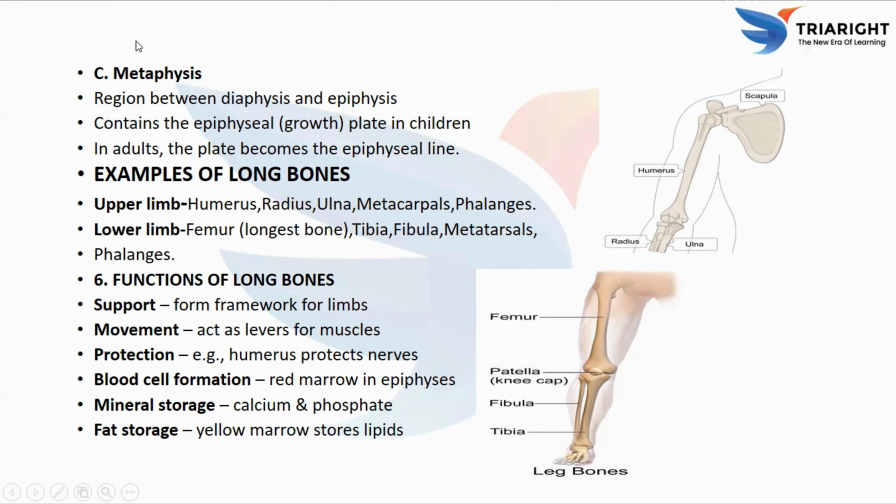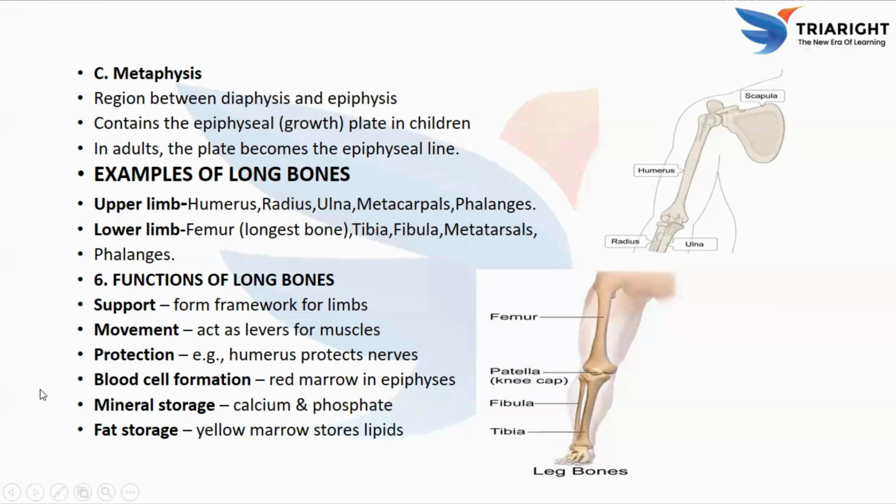And then what are the functions of the long bones? Support. They provide support, meaning they form the main framework of the arms and legs, helping the body to stay upright. It also helps in movement. These long bones act as levers for muscles. These muscles pull them to help us to walk, run, lift, and move.